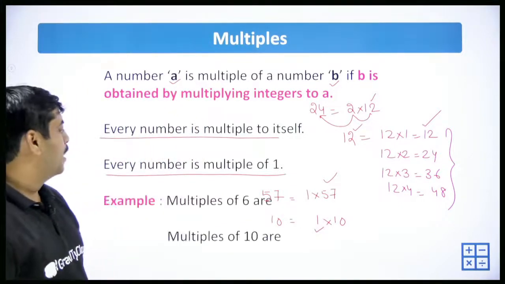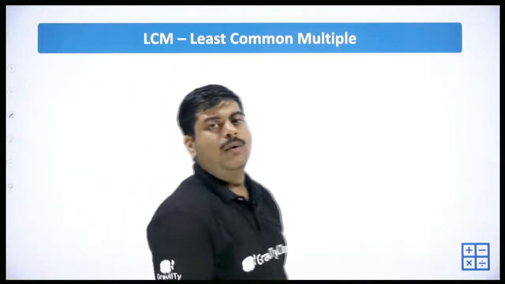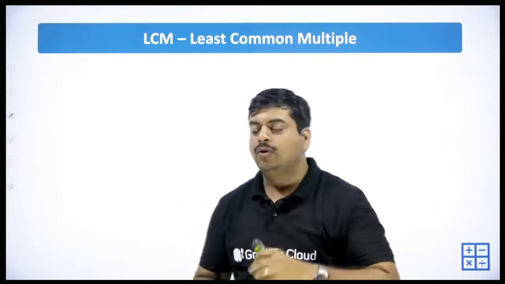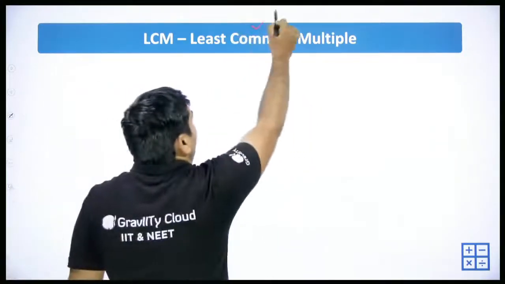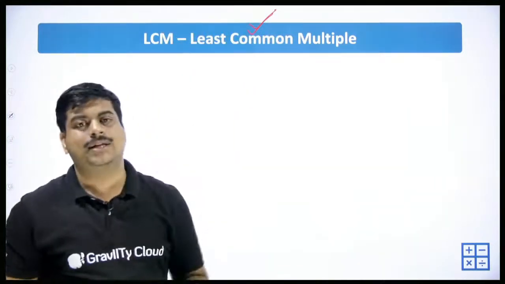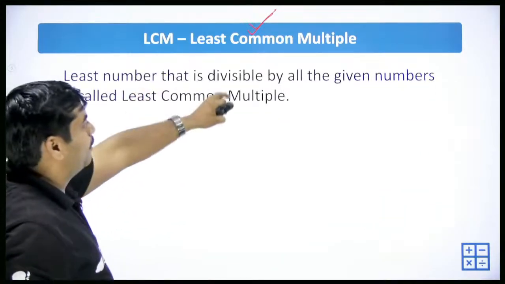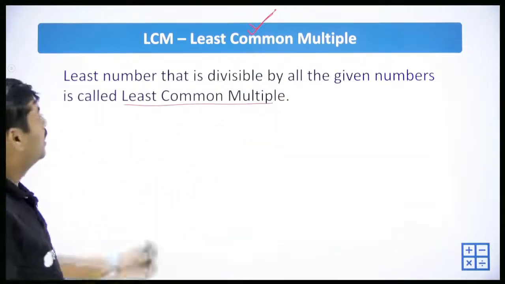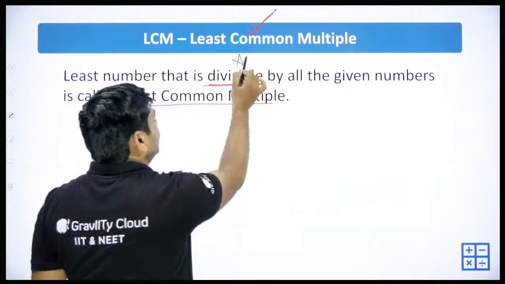Right? So now, let's try to understand what is least common multiple. When we are discussing multiples and going for common multiples, C stands for common. Whenever we have common, it is not just for one number, we are having multiple numbers. So the least number that is divisible by all the given numbers is called the least common multiple. This is very important.